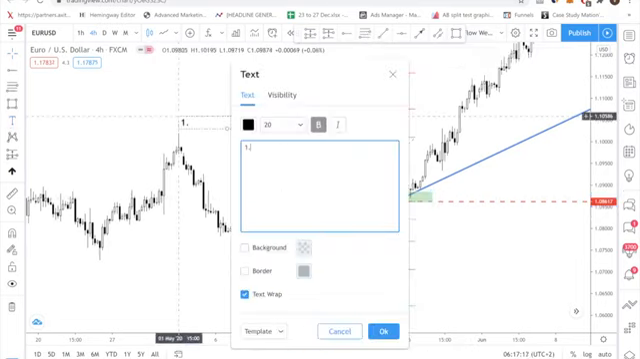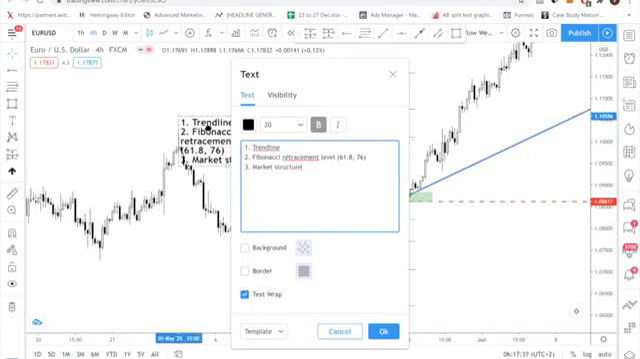Step one is draw trend line. Step number two is Fibonacci retracement level. So you can focus on the 0.618 or the 0.786 level. And number three is that you look at market structure. So this is a very simple strategy, step by step for you. These are the three steps that you need to do.